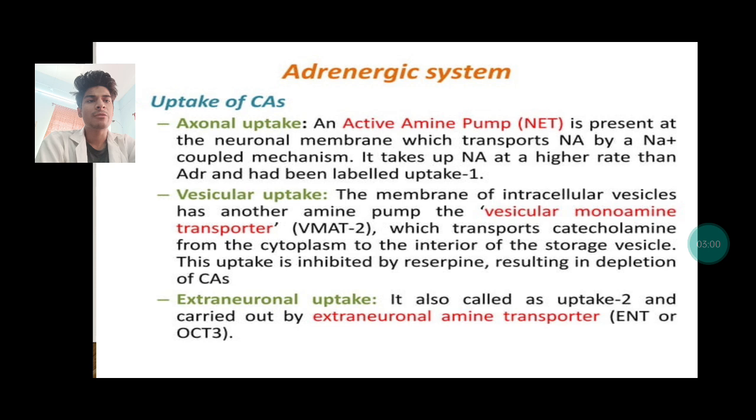Vesicular uptake. The membrane of intracellular vesicle has another amine pump, the vesicular monoamine transporter, which transports catecholamine from the cytoplasm to the interior of the storage vesicle. This uptake is inhibited by reserpine, resulting in the depletion of catecholamines. Extraneuronal uptake is also called uptake 2 and is carried out by extraneuronal amine transporter.